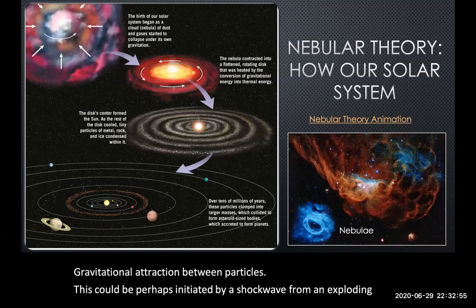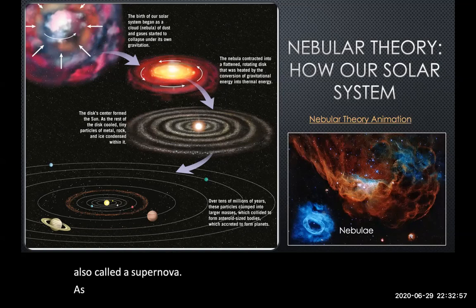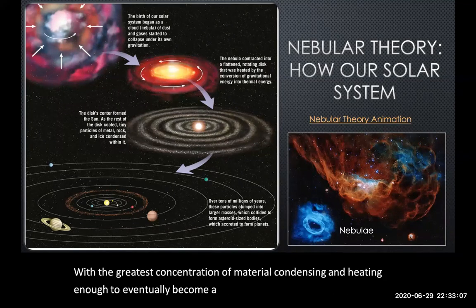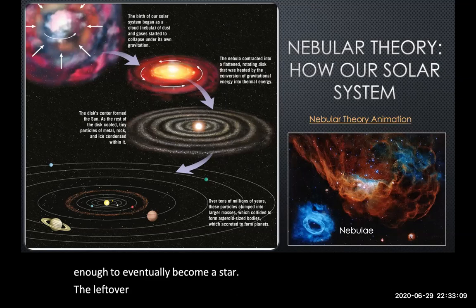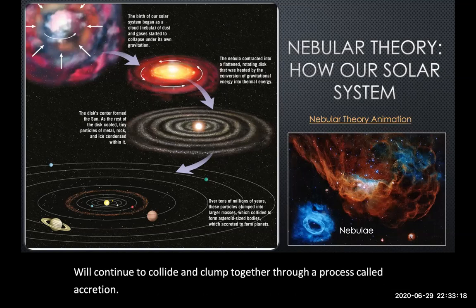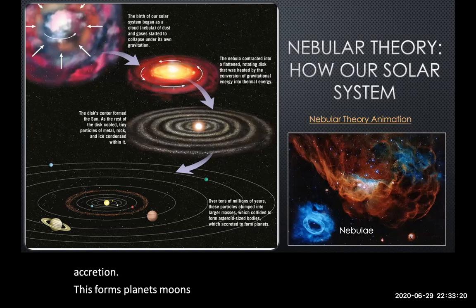As the material becomes more and more concentrated, it heats up, with the greatest concentration of material condensing and heating enough to eventually become a star. The leftover stuff will continue to collide and clump together through a process called accretion. This forms planets, moons, comets, and asteroids, and the other stuff that you find in a solar system.